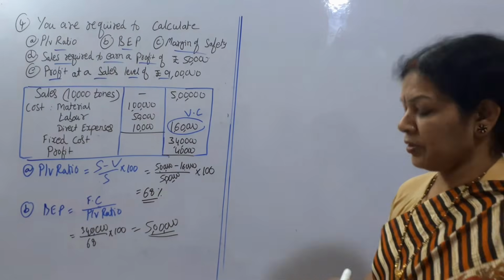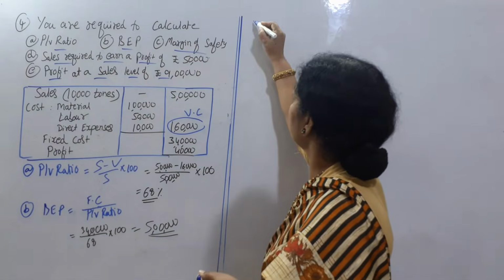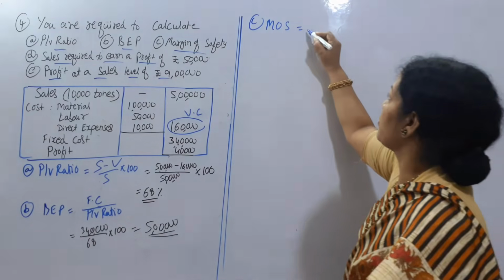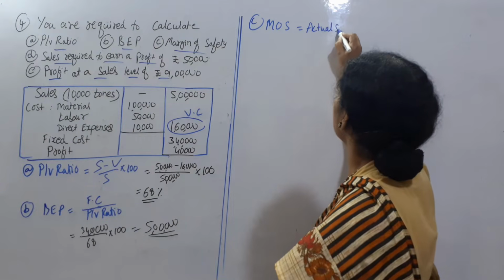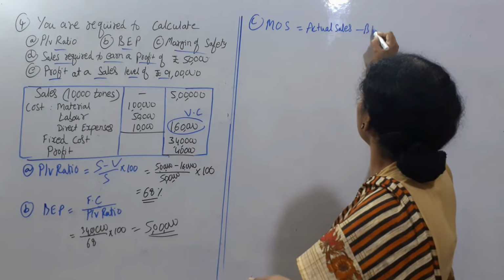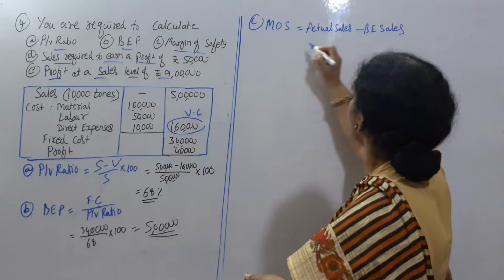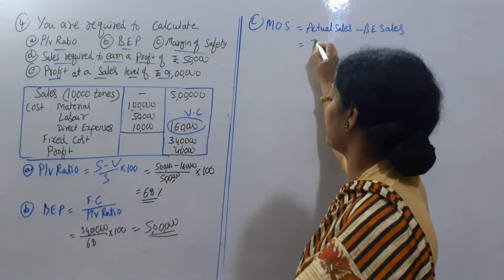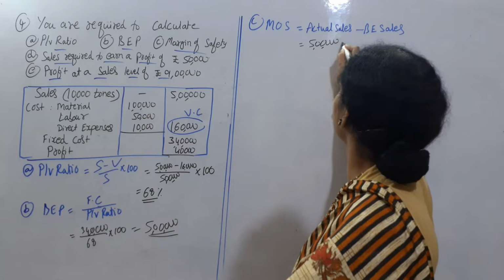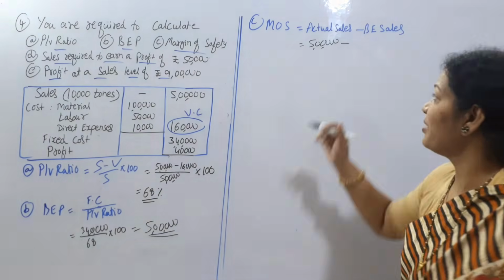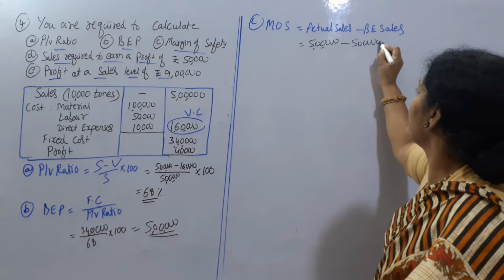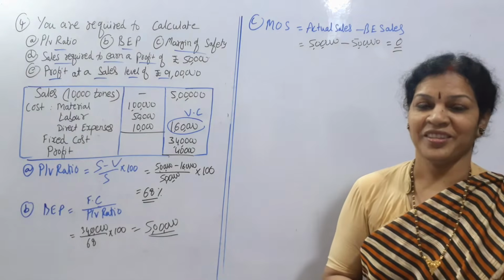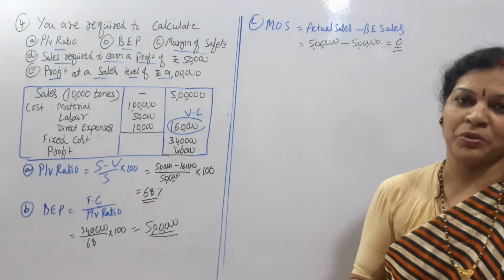Now third one is margin of safety. Margin of safety is equal to actual sales minus break-even sales. Actual sales are how much? 5 lakh. Break-even sales also 5 lakh. It means the answer is 0. There is no margin of safety, because actual sales and break-even sales are both the same.